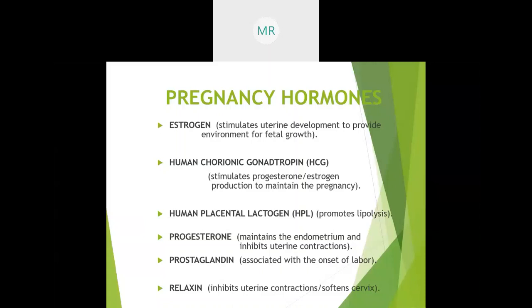And HCG will usually peak at about 8 to 12 weeks. At 12 weeks, those levels can go as high as 288,000. This is good because we can get a phone call from mom.